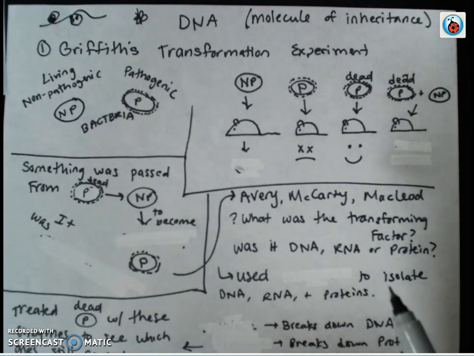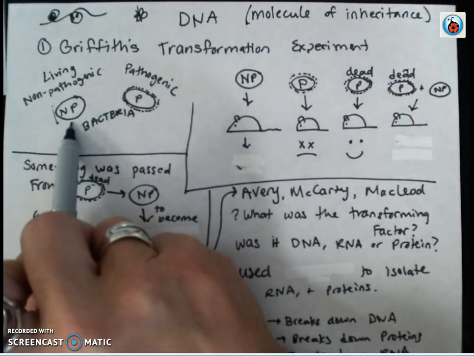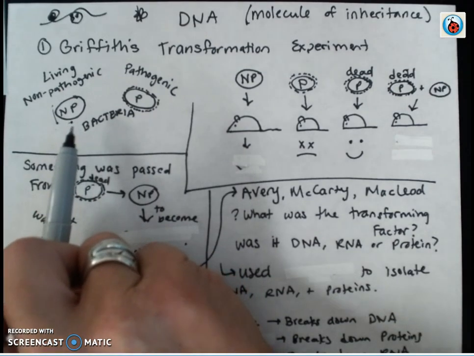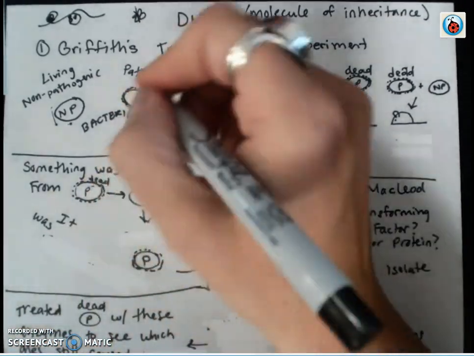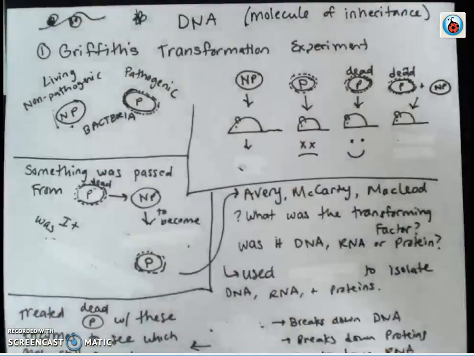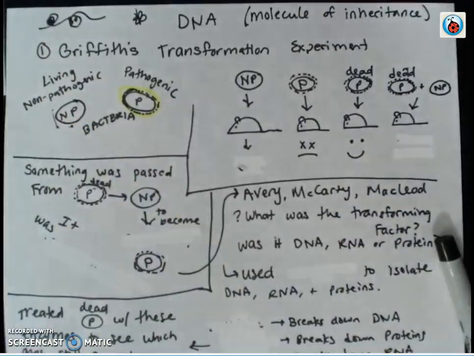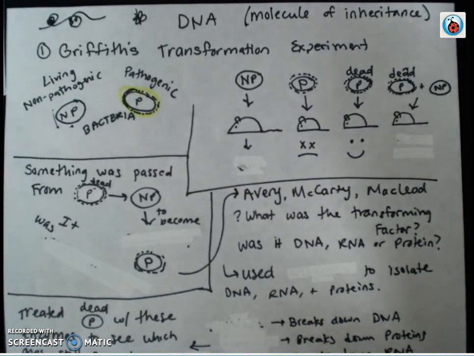And in 1928, there was a guy named Frederick Griffith who was working on the transformation. He was working on figuring out a cure for pneumonia. So he worked with living non-pathogenic bacteria. This NP stands for non-pathogenic, and those ones had a rough appearance. And then there was pathogenic bacteria who had a capsule around their outside. That capsule is what helped them evade the host's immune system and allowed them to live long enough to infect.